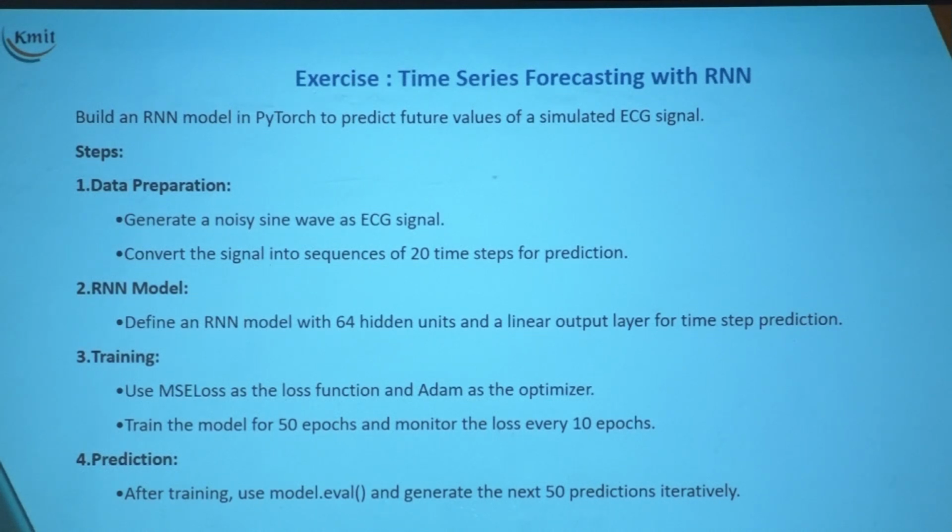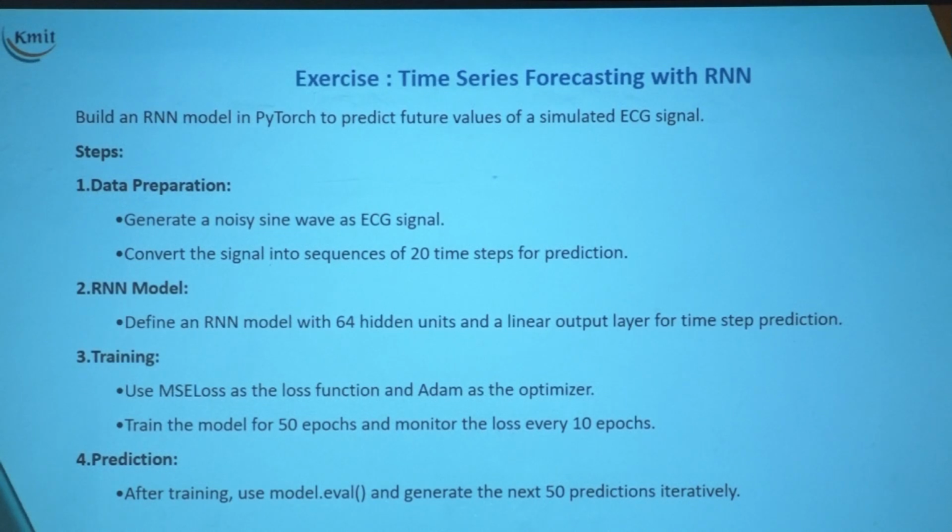Okay. And then I want to train the model for how many epochs? 50 epochs. Okay? And I don't want to print all the losses for 50 epochs. I want to print the loss for every 10 epochs. After 10 epochs, what is the loss? After 20, what is the loss? After 30, what is the loss? After 40 and 50, what is the loss? So train the model for 50 epochs and monitor the loss for every 10 epochs. And then finally make predictions using model.evaluate.